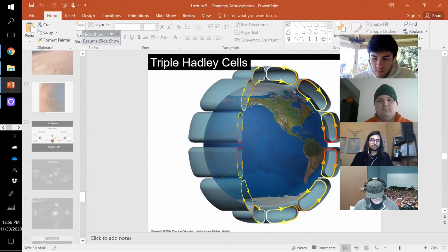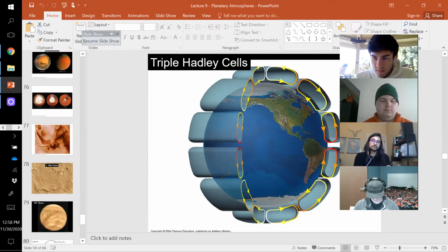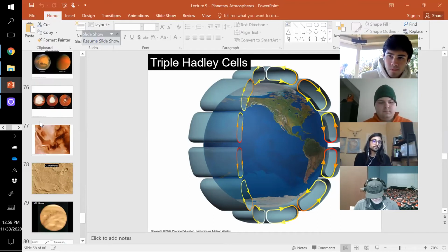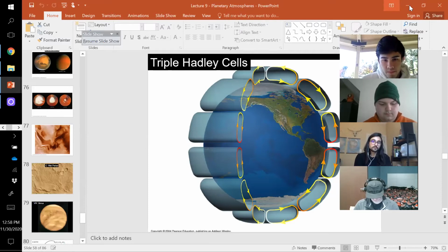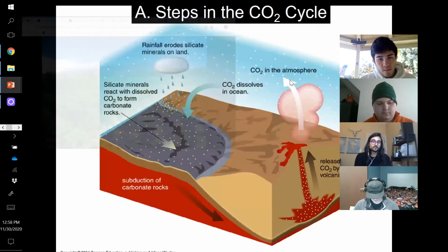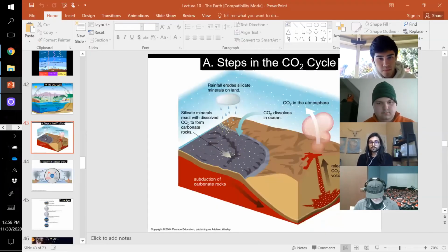My mouse is doing the invisible mouse thing, which I really hate. Okay, hold on a second here. I have a slideshow that's still active. That's what's going on.